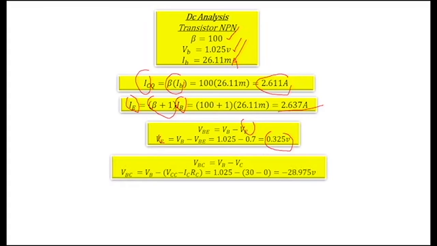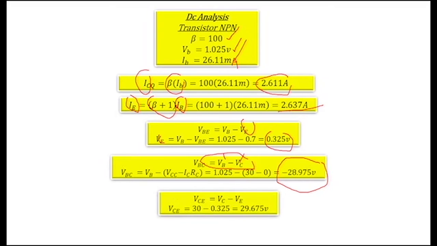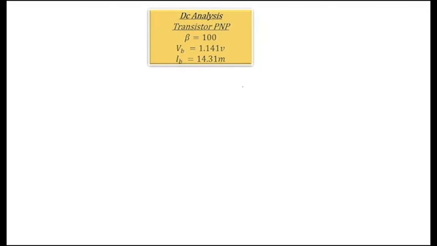We will get 0.325 volt. Next, we calculate VBC, which is, this is the formula. We will get 28.75 volt. Next, we calculate VCE, which is equal to VC minus VE, then we will get 29.675 volt. Next, we calculate the BJT transistor PNP, with beta the same. The value of VB is 1.141 volt. The IB is 14.31 milliampere. The calculation is the same as NPN.